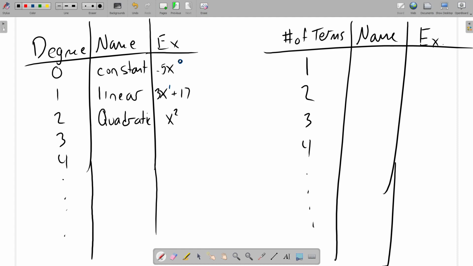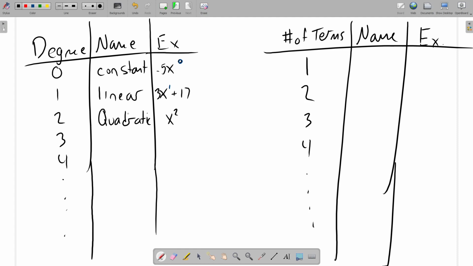Okay, so when you see the name quadratic, that means that there is an x squared, and that 2 exponent, that squared, is the highest exponent in the polynomial. So it is a polynomial of degree 2.